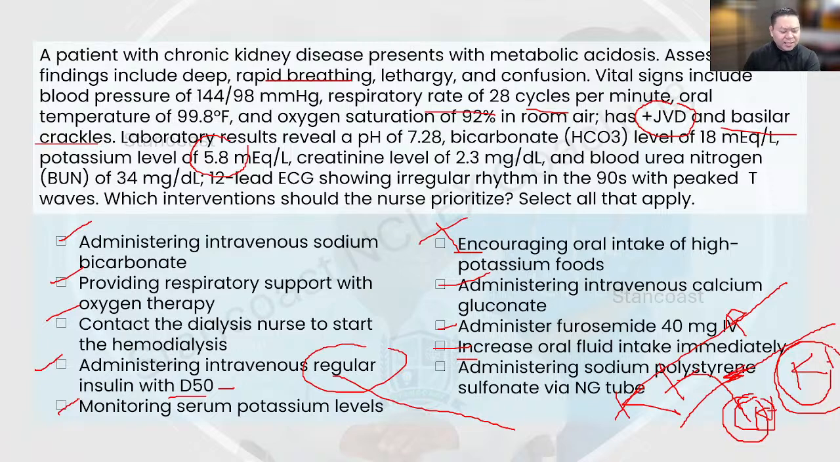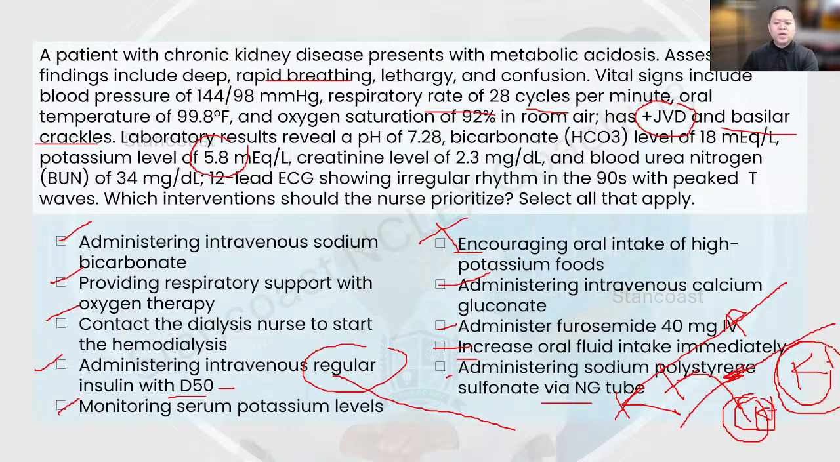Now, let's take a look at the last option here. Administer sodium polystyrene sulfonate, known as Kayexalate, and it's said here via NG tube. Is this going to be a good intervention or not? Yes, it is. Our patient is lethargic, confused, and so there's no way that we can safely administer this medication through the oral route. And so here our order is to administer it through the nasogastric tube.